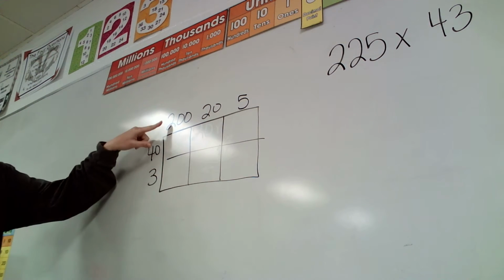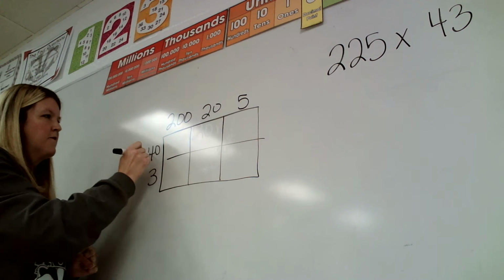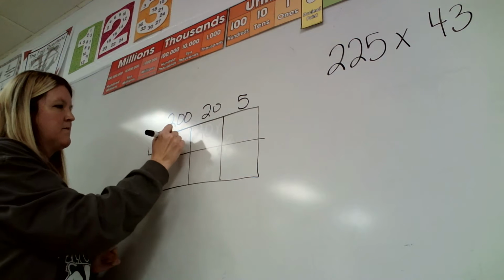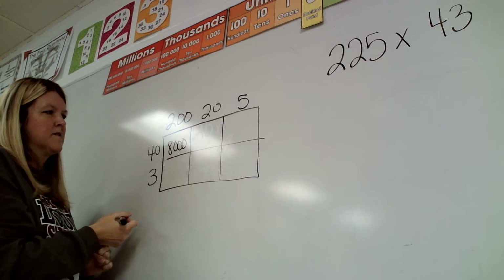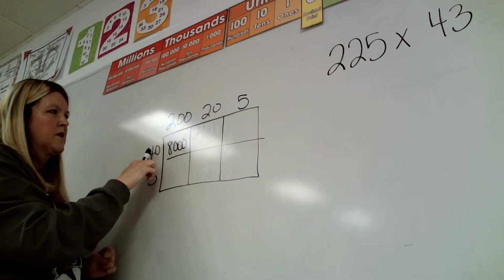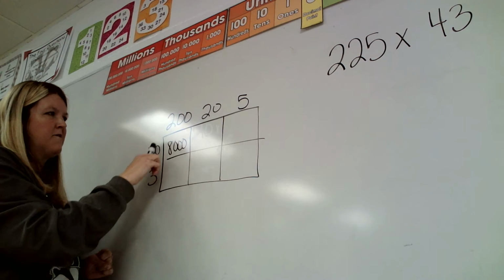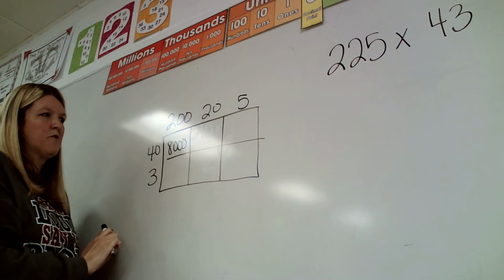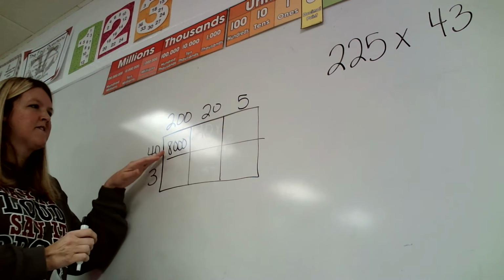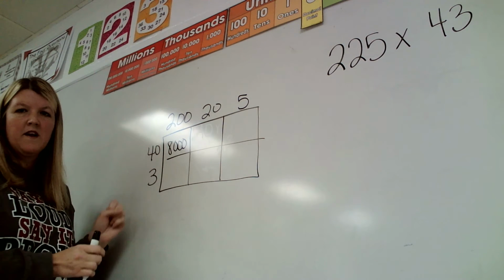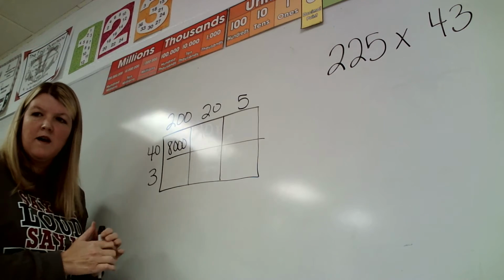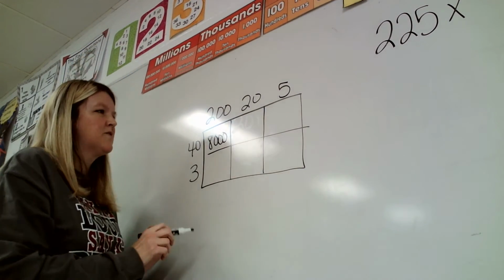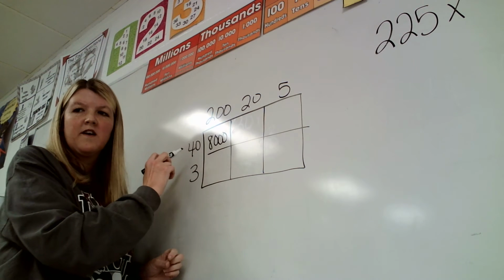So 40 times 200, I know 4 times 2 is 8. So 40 times 200 is going to be 8,000. And then, we can use the shortcut. A lot of times in our factors, however many zeros we have, we're going to have that many in our answer, the product. And that's not always the case, depending on if you get a 0 whenever you multiply. But that is something that you can use to help you make sure you're on the right track.